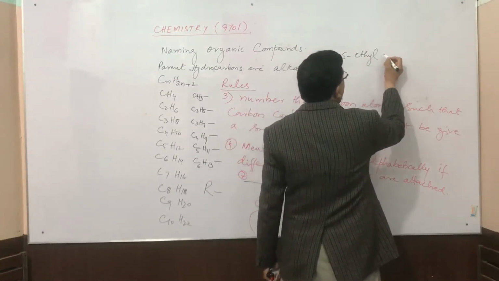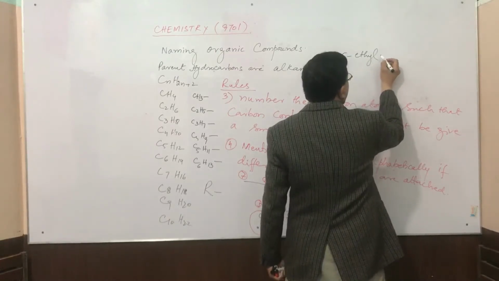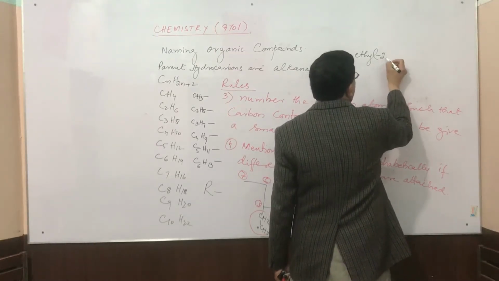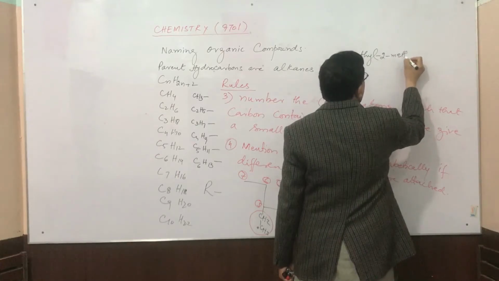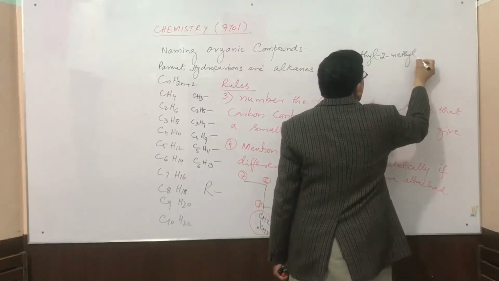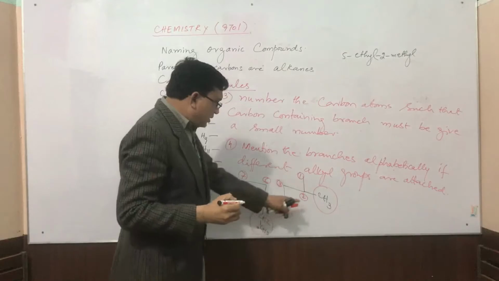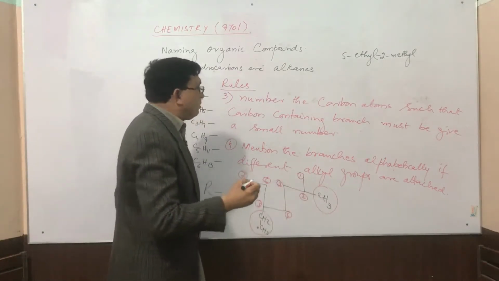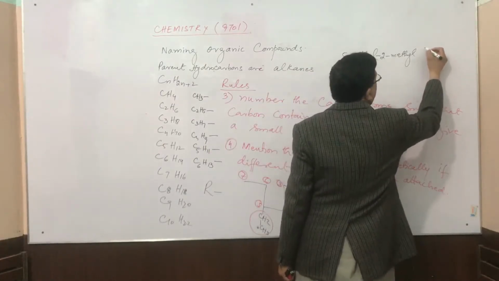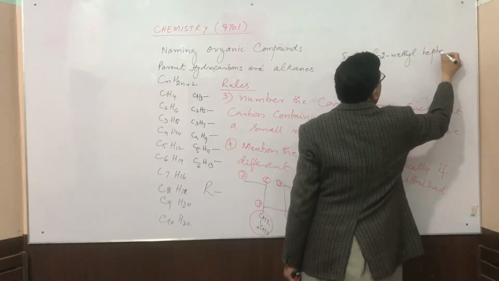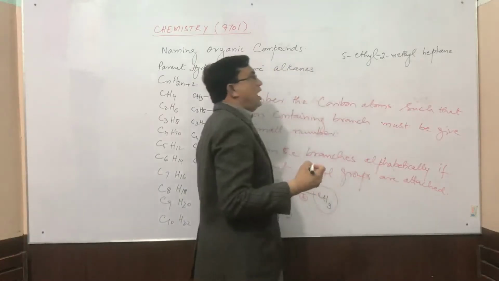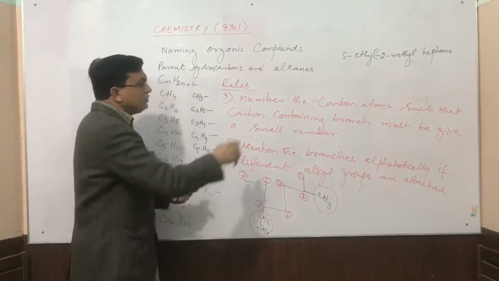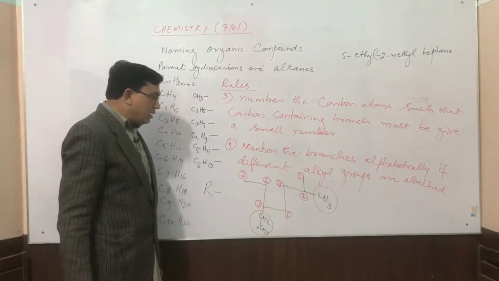It means that 5-ethyl, then 2-methyl. What is the total number of carbon atoms present? 7. That's why this will be called heptane. Heptane. This will be the name of this organic compound.